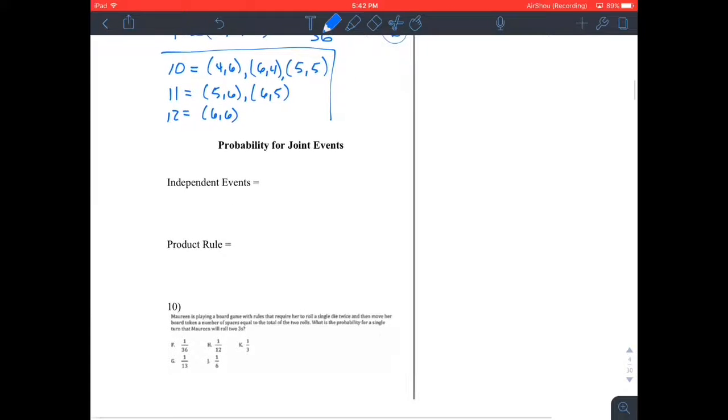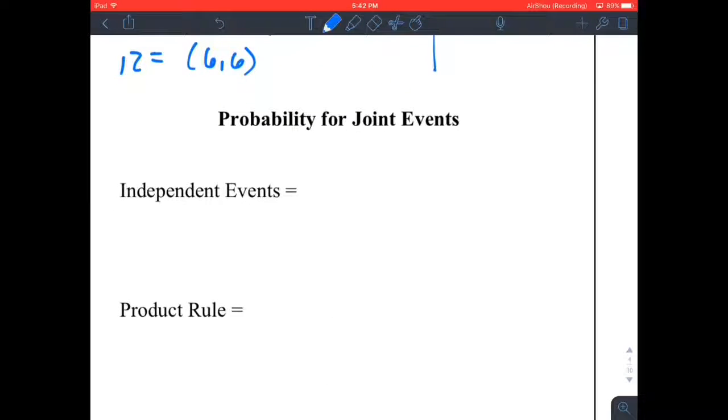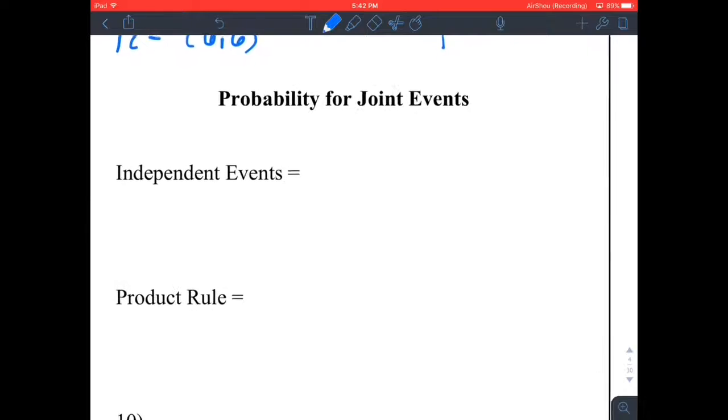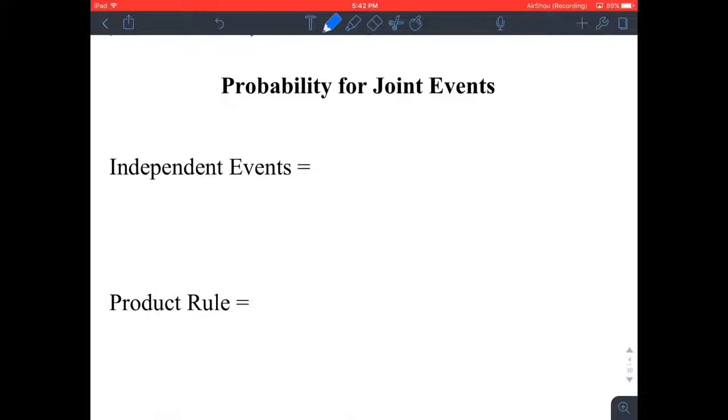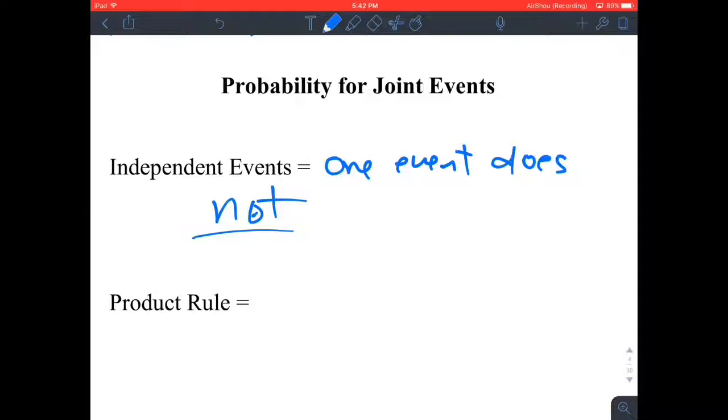There are joint events. So 2 things happening, and one possibility is that these things that are happening are independent of each other. If 2 events are independent, it means one event has no bearing on the outcome of the second event. One event does not affect the other event.